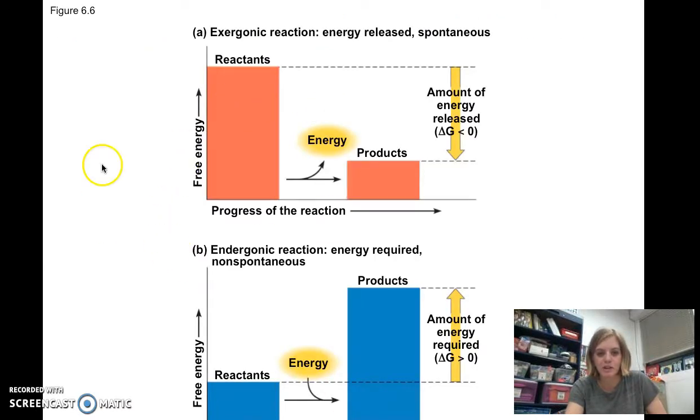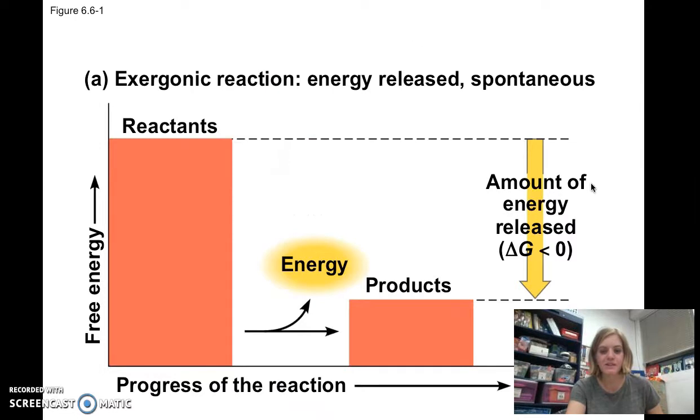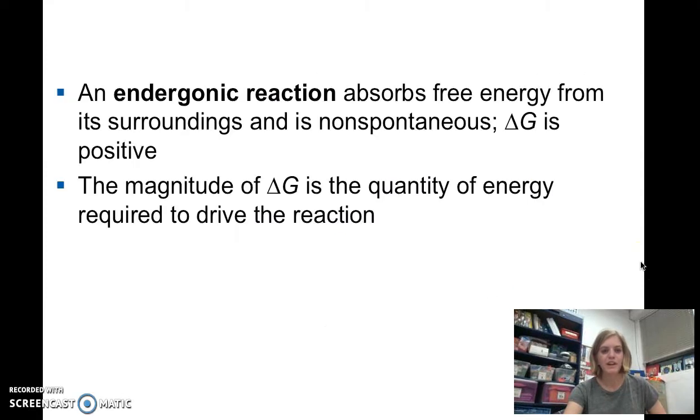This top picture, which we'll look at in a bigger version in a second, shows us what an exergonic reaction looks like. You can see at first, the reactants have a lot of energy available to do work. The products have much less energy available to do work, so there's been a loss of free energy. If you subtracted the final from the initial, you'd get a negative number, and so the change in free energy is less than 0. It's a spontaneous reaction.